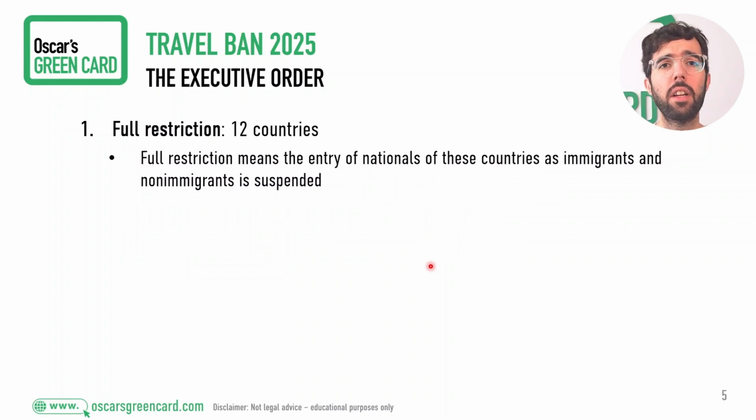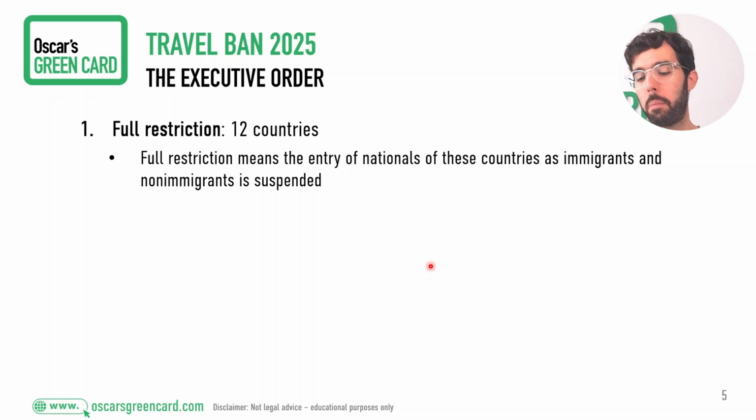So 12 countries will be in the full restriction tier. Okay, there's like 3 tiers here. Full restriction, 12 countries, we're going to see the list in a second. But what I want you to know is that full restriction means that the entry of nationals from those countries as both immigrant and non-immigrants is suspended.